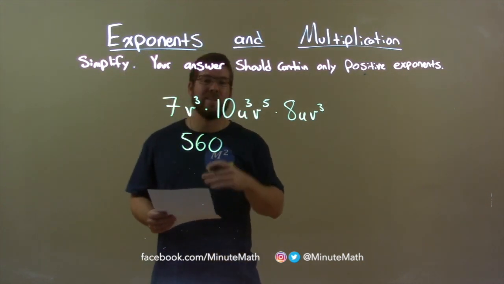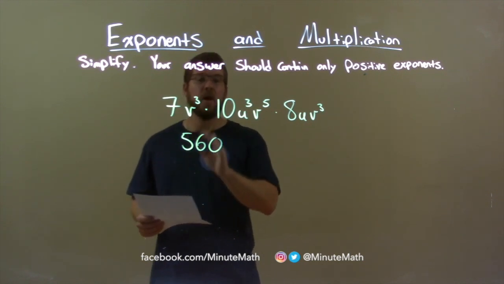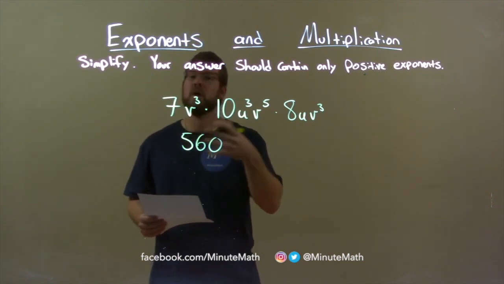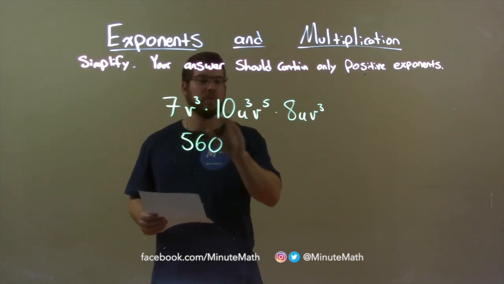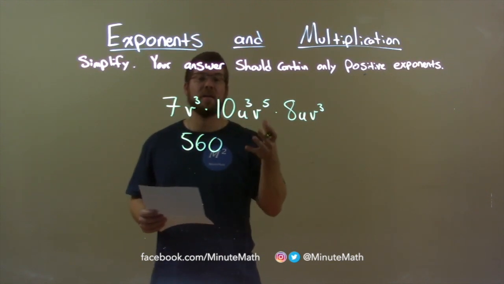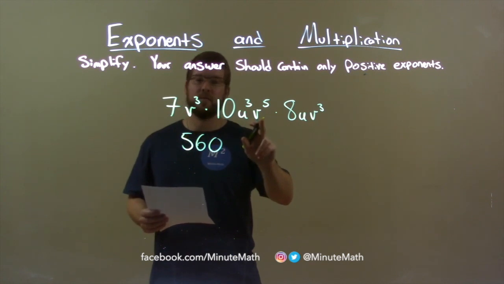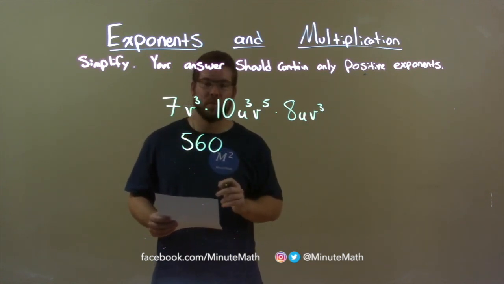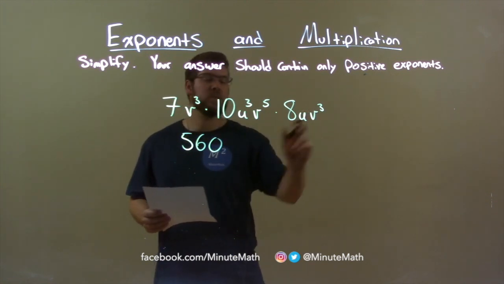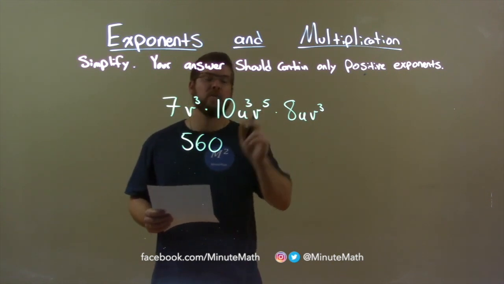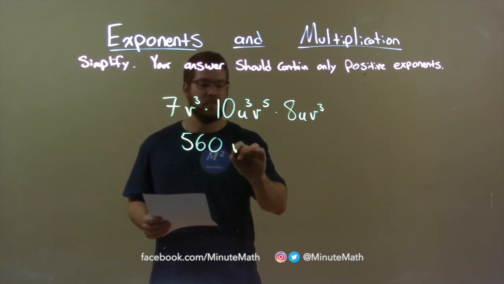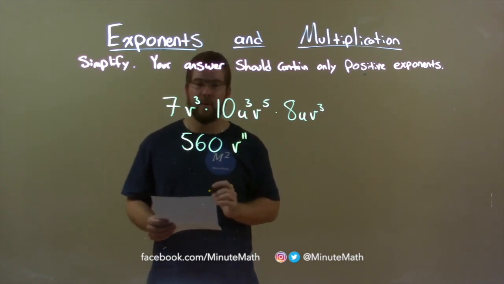So let's look at the next variable, v. V can only be combined with other v's, and we're multiplying them. All we have to do is add the exponents. So we have v to the third power, v to the fifth power, and v to the third power. 3 plus 3 is a 6, plus 5 is 11. So we have v here to the 11th power.